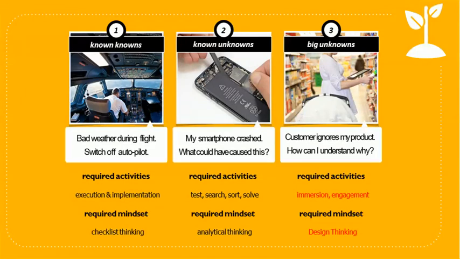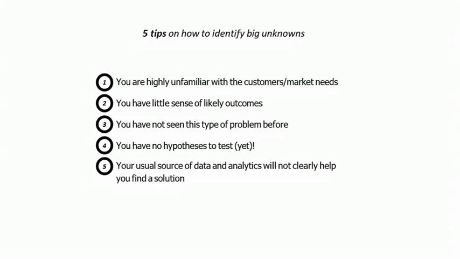So I have given 5 different tips on how to identify big unknowns. Number one is that you are highly unfamiliar with the customer market needs. If you are going to launch a product in the market and you don't know what the market is, or how you will launch it, then that is the point where you will use design thinking. The second one is that you have little sense of the likely outcomes. When you are launching a new product, you don't know how it will go in the market and how customers will respond to it. So it is also a point for big unknowns.